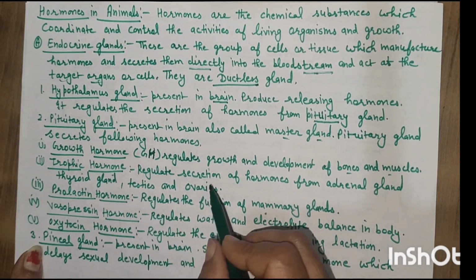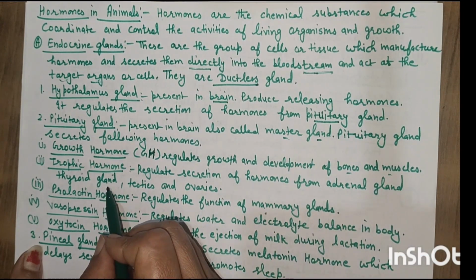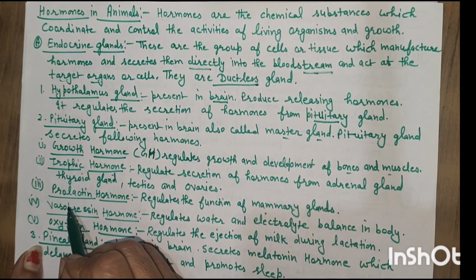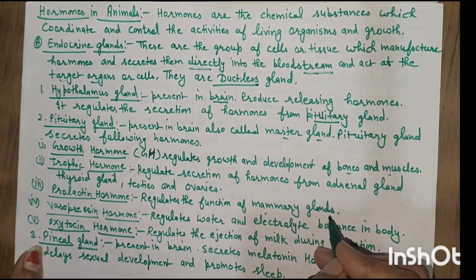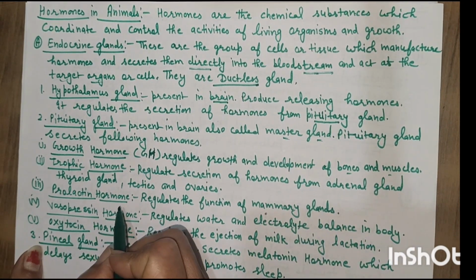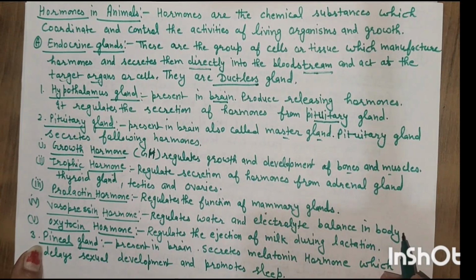Trophic hormones regulate secretion of hormones from the adrenal gland, thyroid gland, testes and ovaries. Prolactin hormone regulates the function of the mammary gland. Mammary gland function is regulated by the prolactin hormone. Vasopressin hormone regulates water and electrolyte balance in the body. Oxytocin hormone regulates the ejection of milk during lactation.